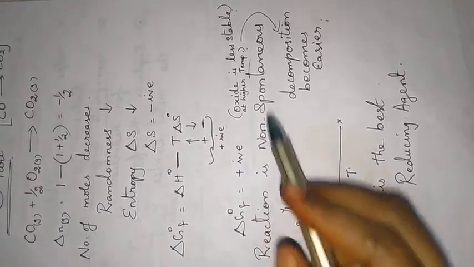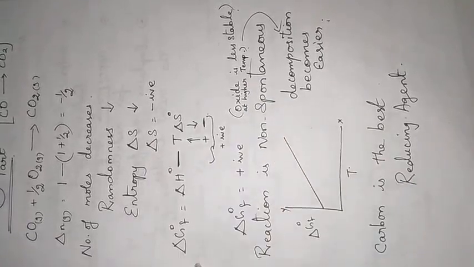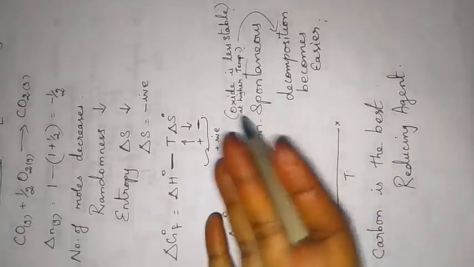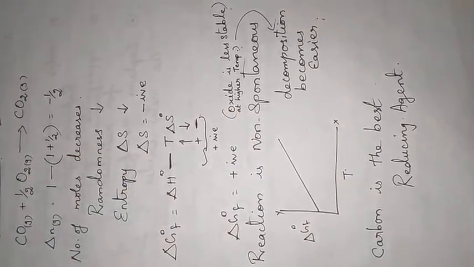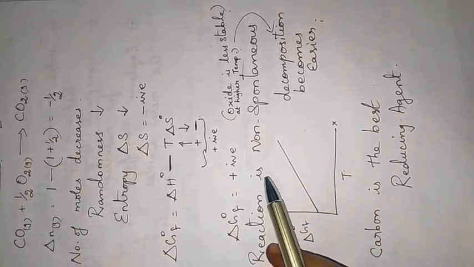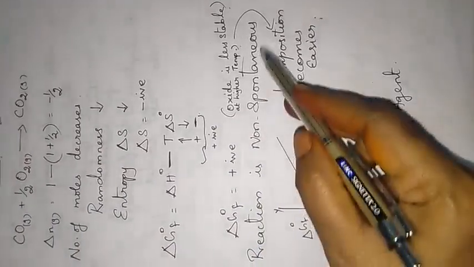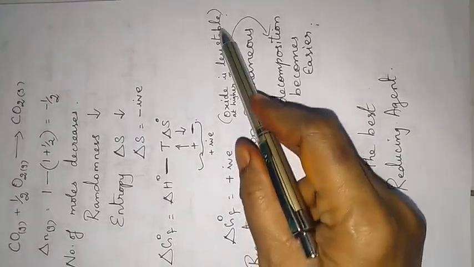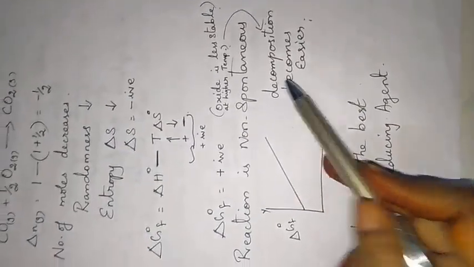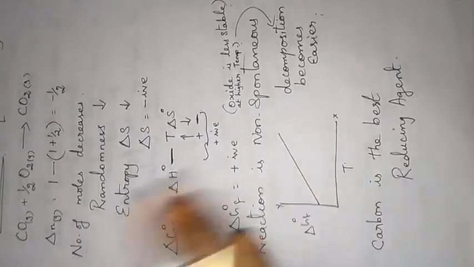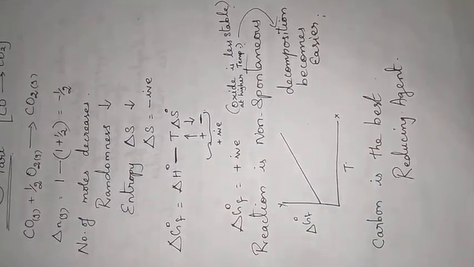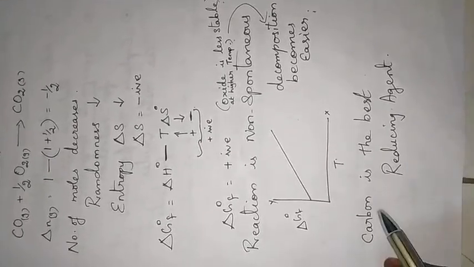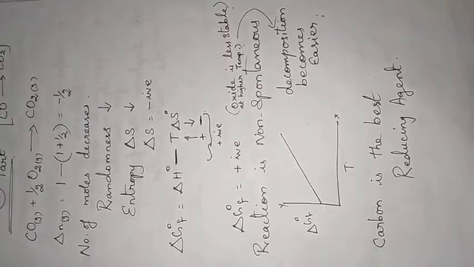It means the oxide is less stable at higher temperature. So carbon monoxide is less stable because of the positive value. Above the equilibrium, it is less stable. Below the equilibrium, the reducing agent is stable. That's why the reaction is non-spontaneous. At higher temperature, decomposition becomes easier. Less stable means decomposition becomes easier. At a very moderate temperature, it can be easily reduced. So among the three, carbon, carbon monoxide, carbon dioxide, carbon is the best reducing agent.